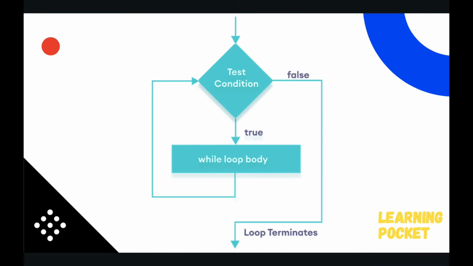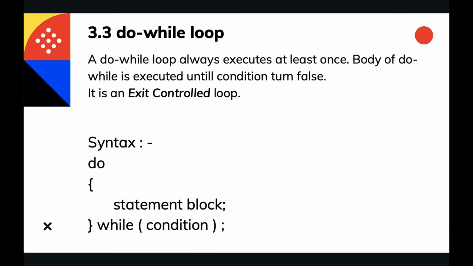Okay, and this was the for loop and the while loop. Now we have the third loop, that is the do while loop. It is an exit control loop. It is the only exit control loop, and the rest two are entry control loops. I hope you can guess why they are called exit and entry control loops after you see its flowchart.